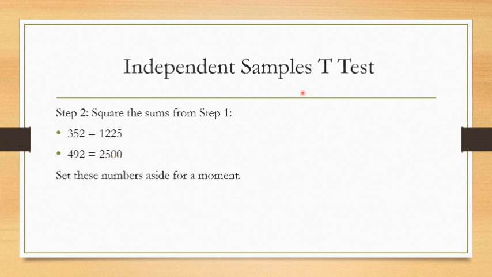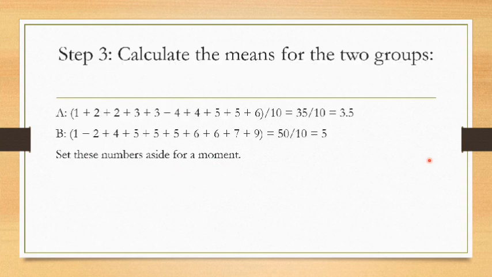Independent sample t-test. Step 2, square the sums from step 1. So at this part is we have 35 squared is equals to 1225. 35 squared yan guys kasi naiba yung format nung pinasok ko na siya. 35 squared is equals to 1225. 50 squared is equals to 2500. Step 3, calculate the means for the two groups.